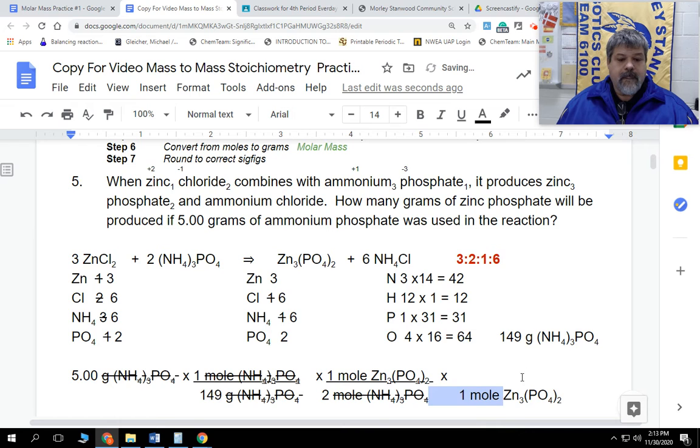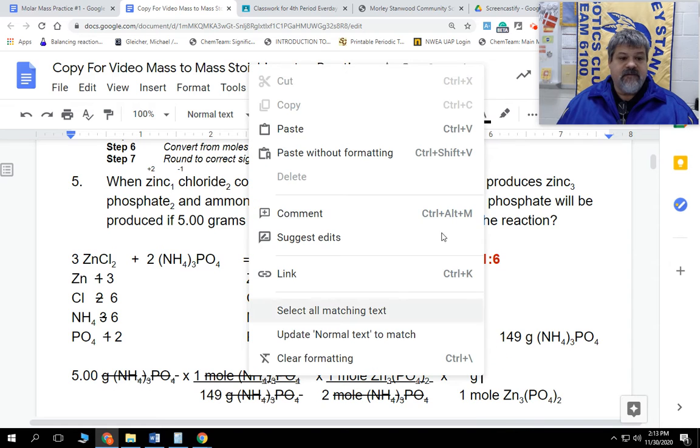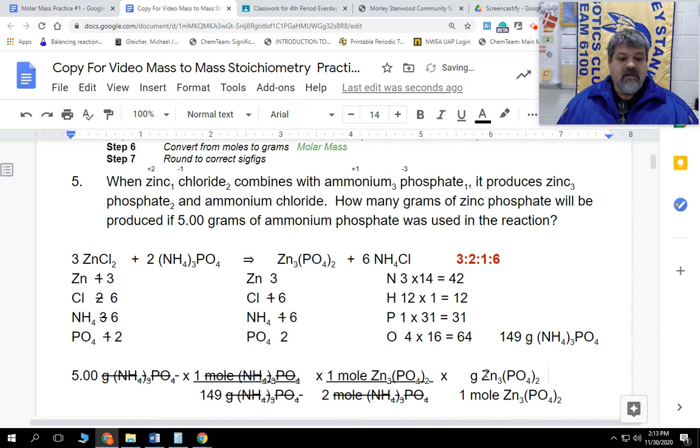That's strike through. Okay, what are we putting in the top? Well, we're putting in grams of zinc phosphate. And so now we have to figure out how many grams are in 1 mole. I'm going to underline this one just to make sure.